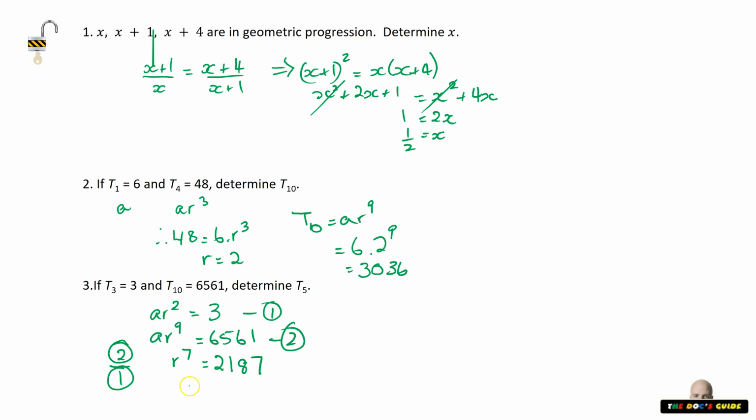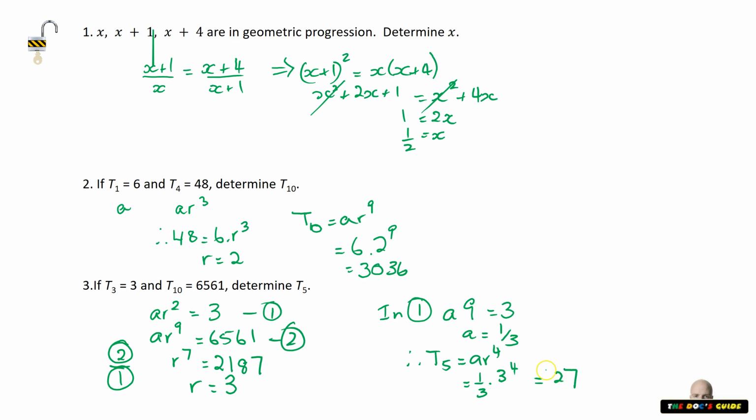And we'll have 6561 divided by 3, which will give us 2187. Now if we take the 7th root of this, hopefully it's a nice number, I'll just find out. And it is, that's 3. So if r equals 3, putting that back into equation 1, a times 3 squared, which is a times 9, equals 3, so a equals a third. Finally our fifth term, t5, is ar to the 4th, which is 1/3 of 3 raised to the 4th power, which will be 3 cubed, which is 27.